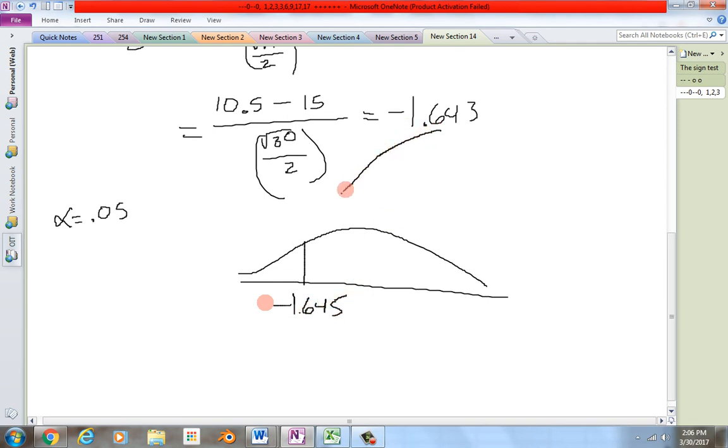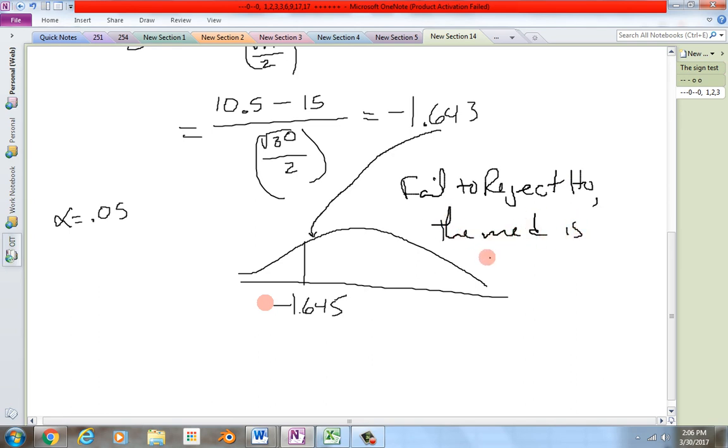And that, friends, is right there. And so just barely, what are we going to do? Fail to reject H naught. But just barely. And what are we saying by that? The median, rather, is not significantly different from 17. Okay, something along those lines.